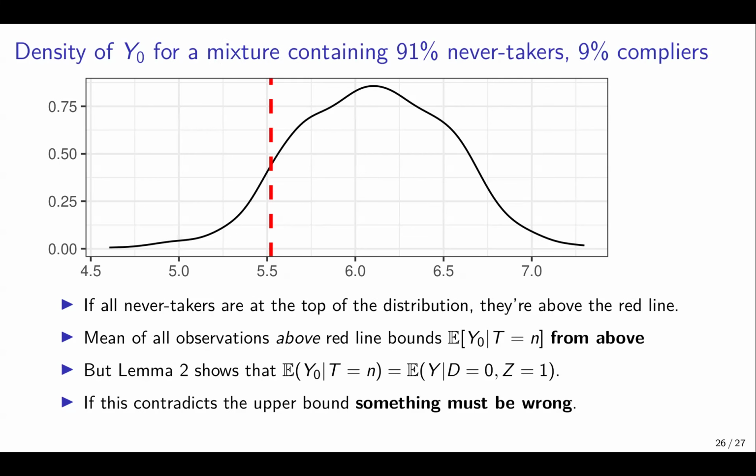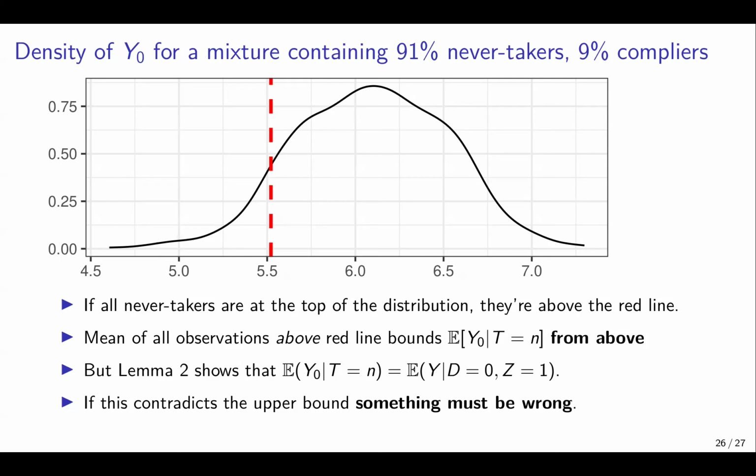Okay, so again, we have a density of Y0 for a mixture containing 91% never takers and 9% compliers. If all the never takers are at the top of the distribution, then they're above the red line. And as I tried to argue a moment ago, this is going to imply that the mean of all observations above the red line gives us an upper bound. It gives us an upper bound for the expected value of Y0 given never taker. That is the highest average wage the never takers could have. And remember, the never takers are untreated. We're looking at this distribution of untreated people. So we now have a bound.